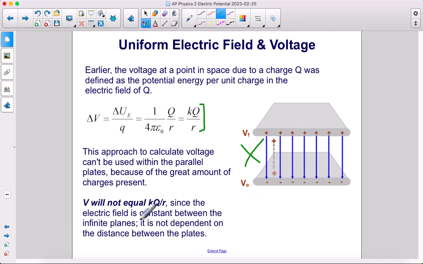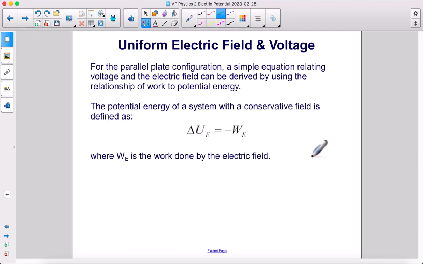Since the electric field is constant between the plates, it is not dependent on the distance between the plates. Hint, any equation with a k in it is not going to be usable in a uniform electric field. For the parallel plate configuration, a simple equation relating voltage and the electric field can be derived by using the relationship of work to potential energy.